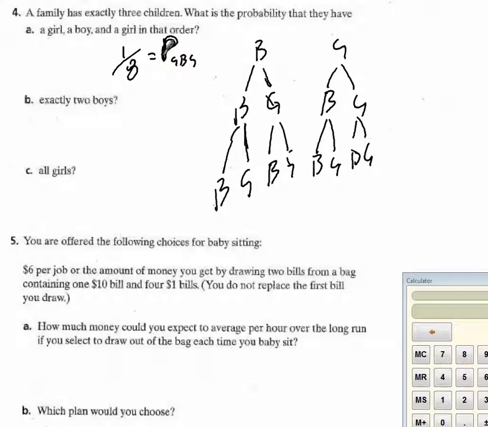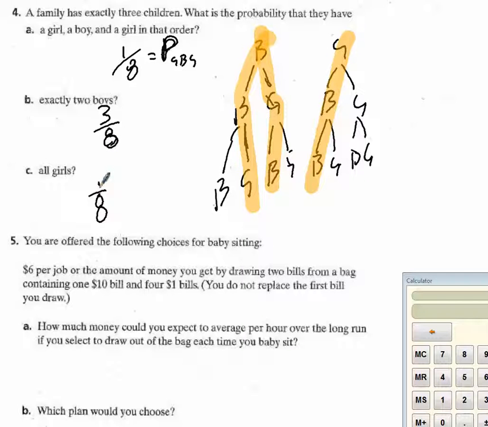Exactly 2 boys. So I have, highlighter, there we go. Boy, boy, girl. Boy, girl, boy. Girl, boy, boy. So that is 3 out of 8. All girls? Well, to get all girls, I only have a 1/8 chance of that, because that is right here, not including that one.